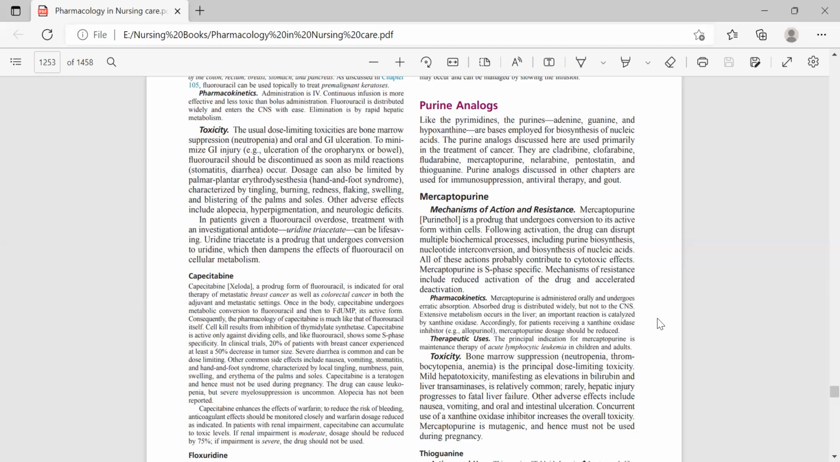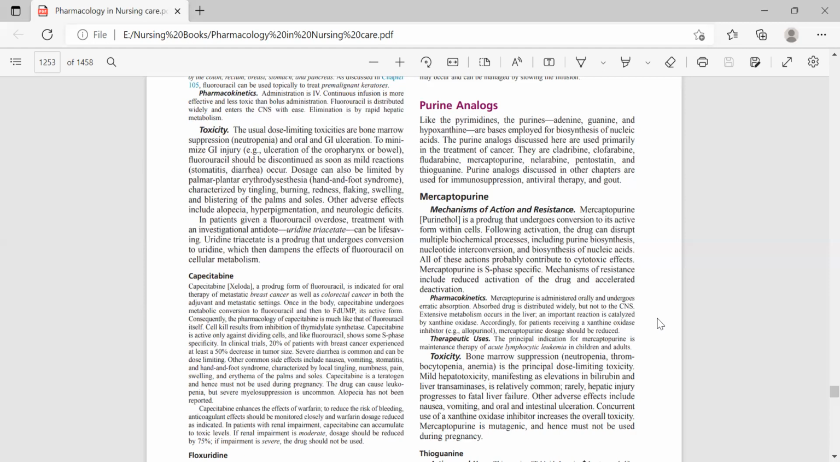Now, for the anticancer activity, we have to discuss these drugs one by one. First of all is mercaptopurine. Mercaptopurine is basically a prodrug, considered a purine analog, and it undergoes conversion to its active form within the cell. After activation, the drug can disturb multiple biochemical processes, including purine biosynthesis, nucleotide interconversion, and biosynthesis of nucleic acid. All these actions probably contribute to the cytotoxic effect. It is S phase specific, and resistance occurs due to reduced activation of the drug and accelerated deactivation.